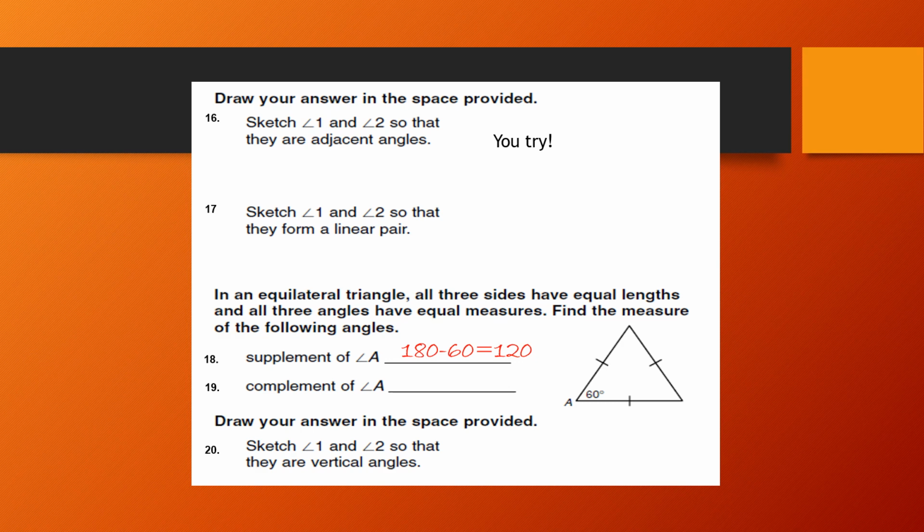And then for 18 and 19, we're just doing vocabulary. So supplement of A comes from supplementary. It just means to subtract it from 180. Same thing with complement of A. That means to subtract it from 90. And then go ahead and try to sketch the vertical angles down at the bottom.